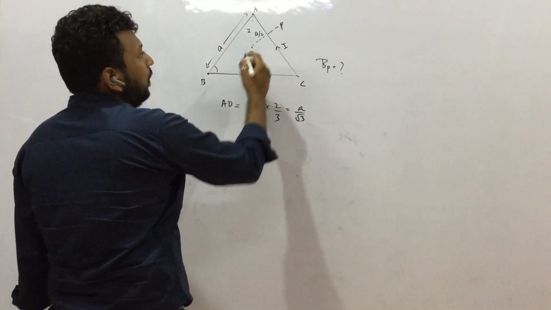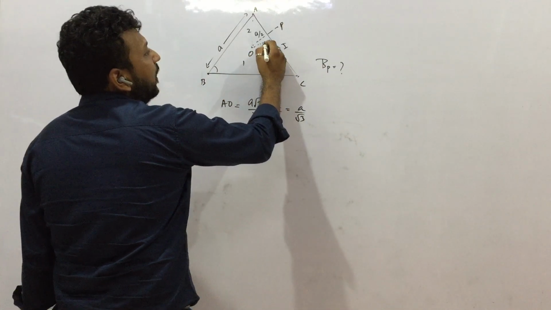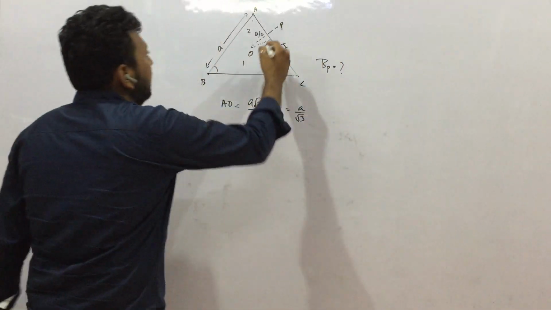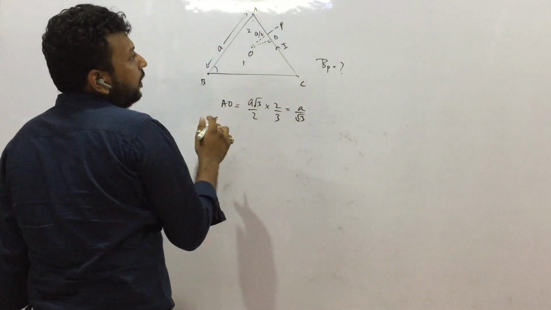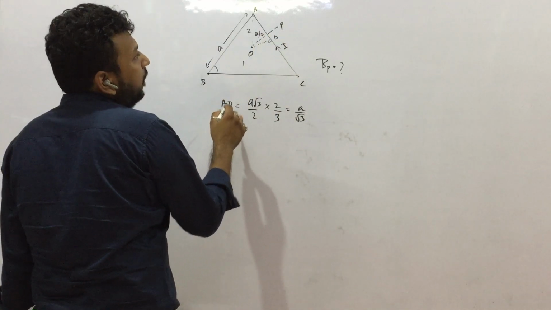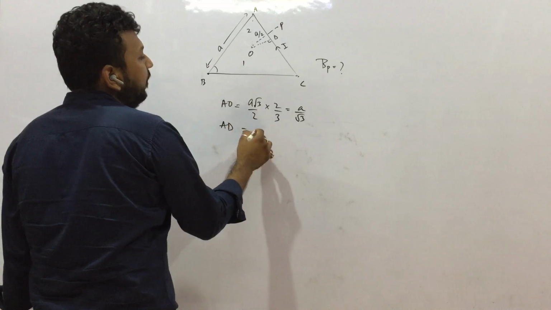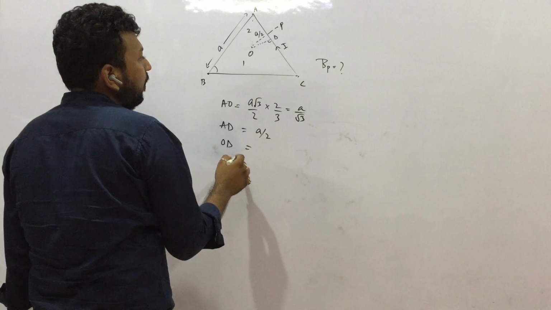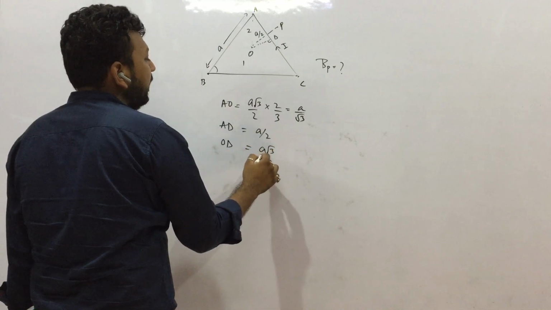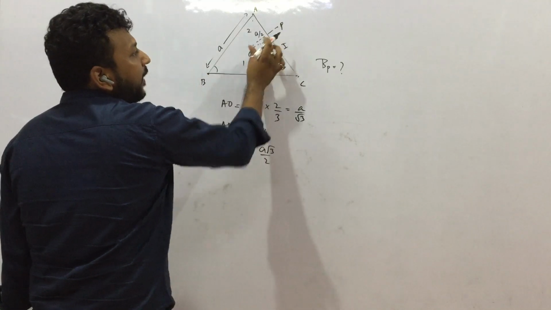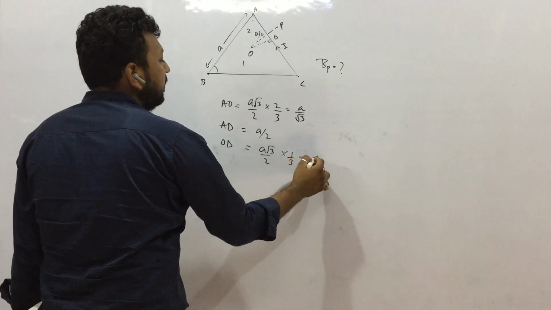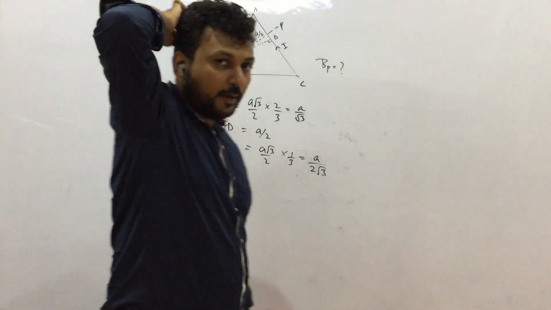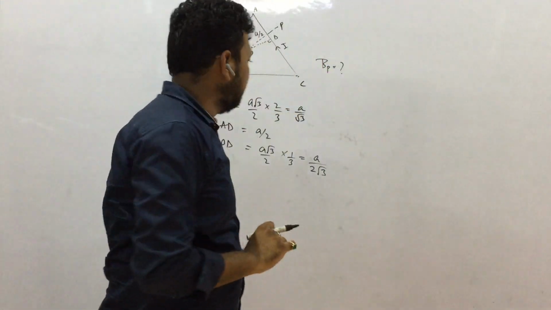There are so many triangles that we will be studying, and in 3D we have to imagine. Let us take this point as D, which is the foot of the perpendicular. AD will be A by 2 because it is an equilateral triangle. OD will be one third of A root 3 by 2, that means A by 2 root 3, again because it is in the ratio of 2:1.